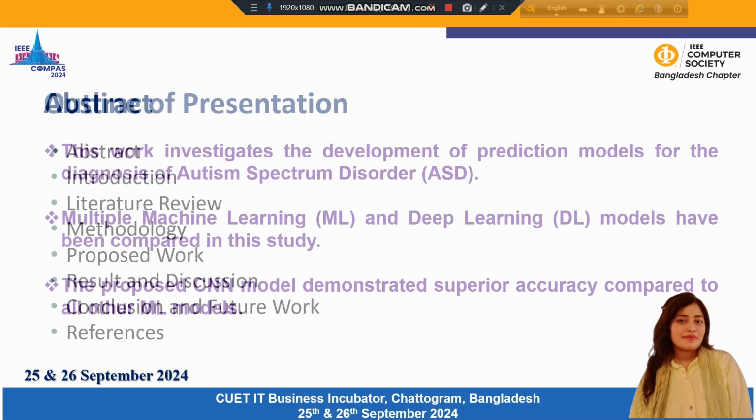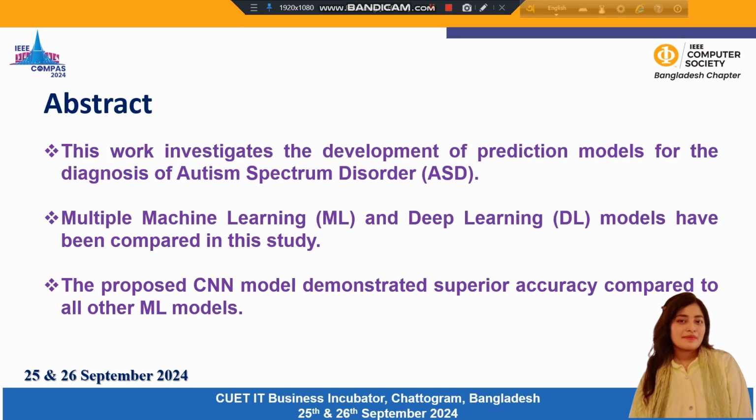In the abstract, we have seen that this work investigates the development of prediction models for the diagnosis of autism spectrum disorder (ASD). Multiple machine learning (ML) and deep learning (DL) models have been compared in these studies. Also, this proposed CNN model, which is a convolutional neural network model, demonstrated superior accuracy compared to all other machine learning models.